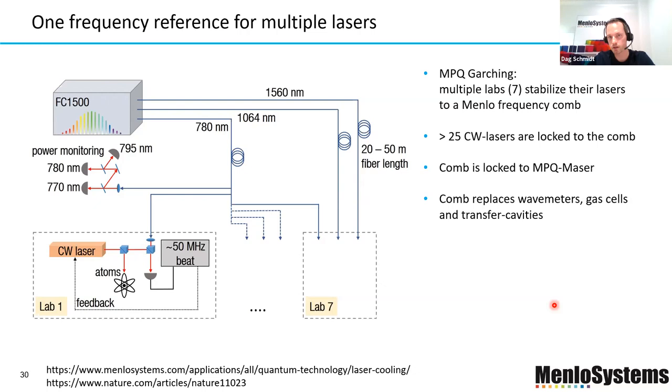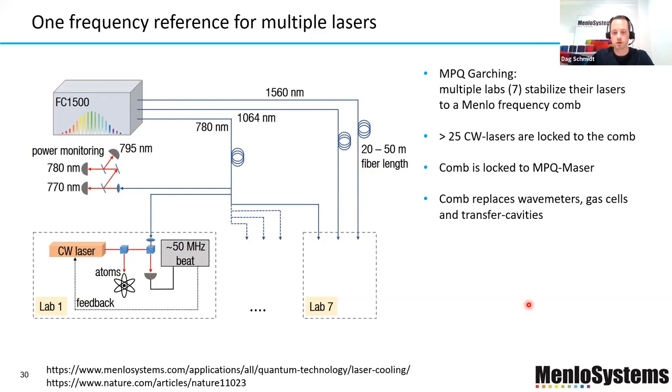And the comb then replaces wave meters, gas cells, and transfer cavities. This is, of course, a very nice feature if you have one reference for all your lasers. As you can see, the wavelength range here is from 770 to 795. 1064 is also available, and from the core system, 1560 nanometer. The fiber length can be as long as 50 meters, depending on the application. You might need fiber noise cancellation, but I think in this case, this also worked without. This is a very nice way to lock all lasers to one frequency reference.